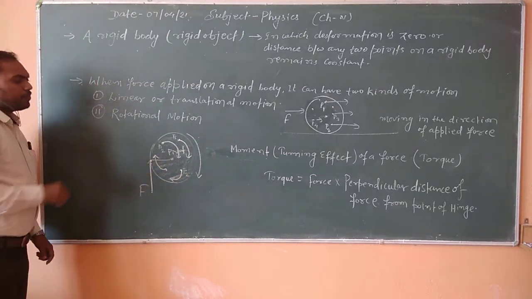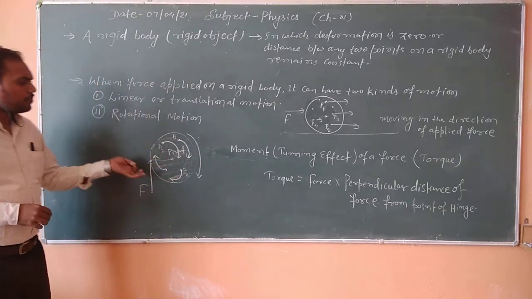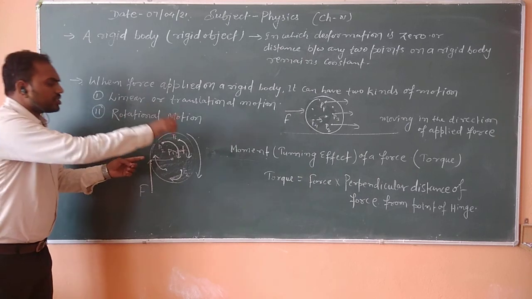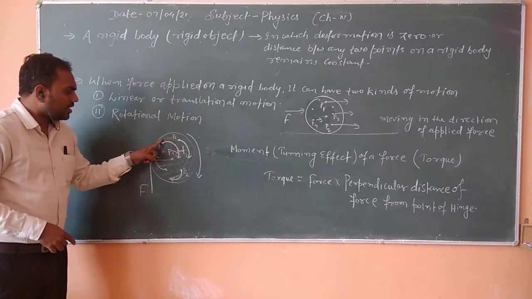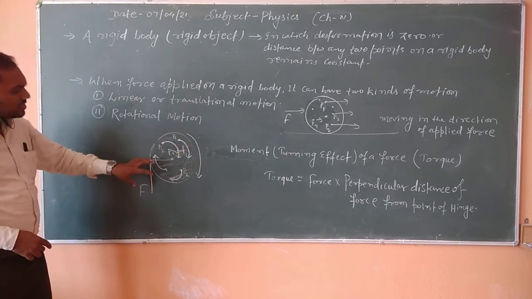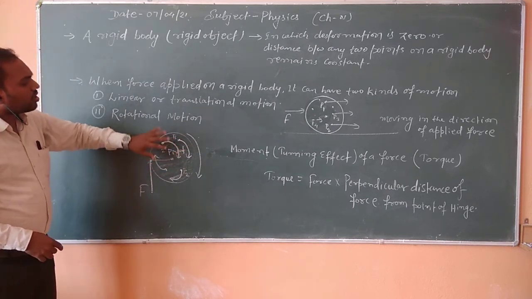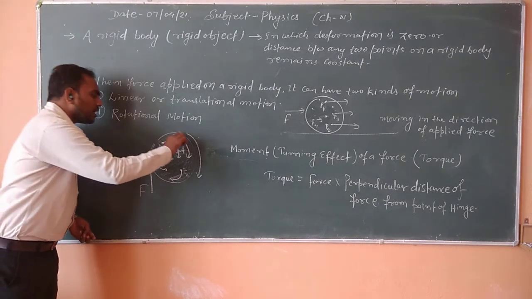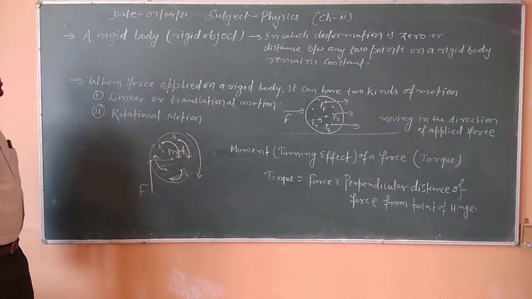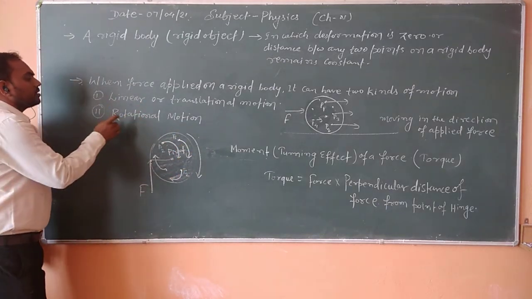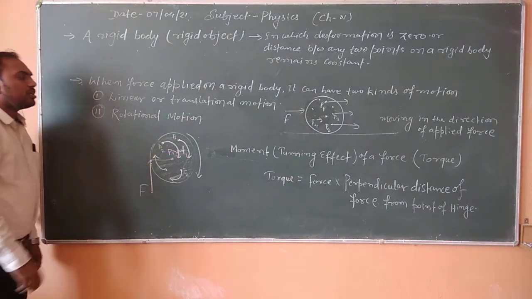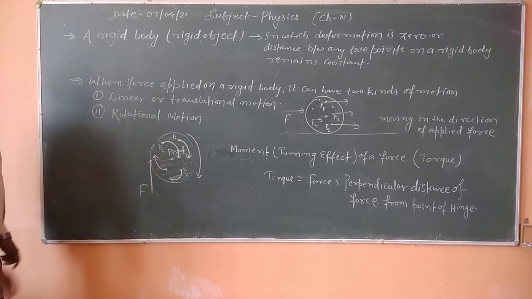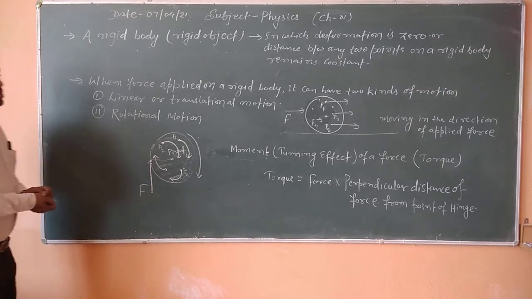At the same point, they will start rotating on a circular path. Each and every point of this substance or this body will start moving on a circular path. That's why this motion is called rotational motion.